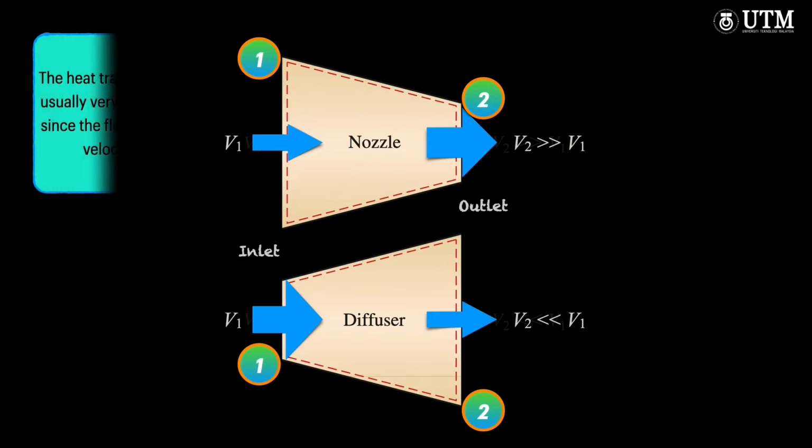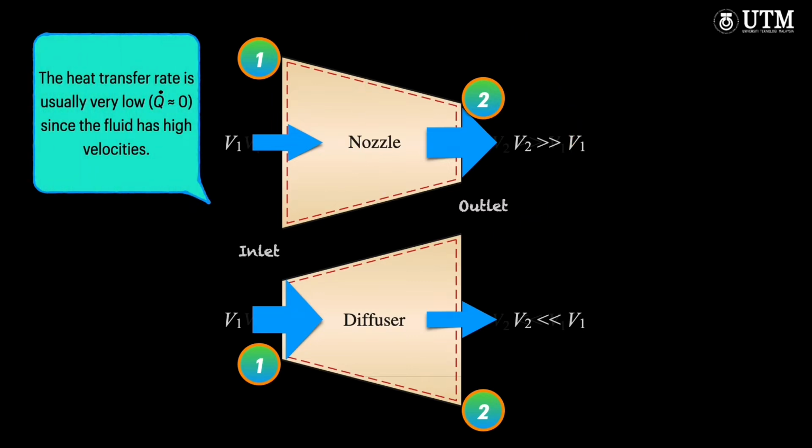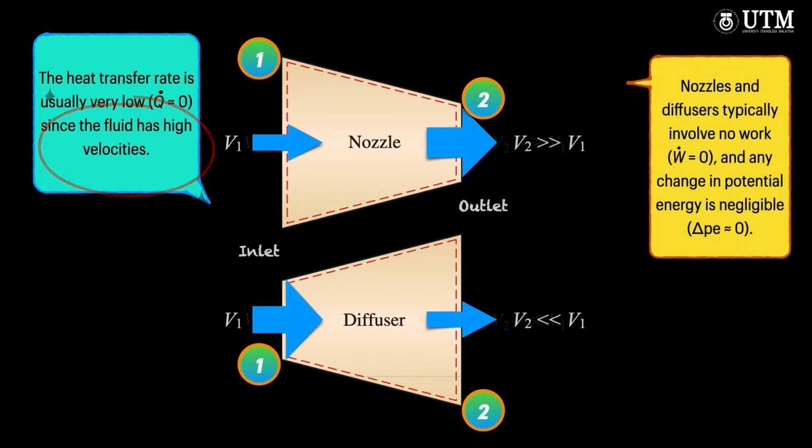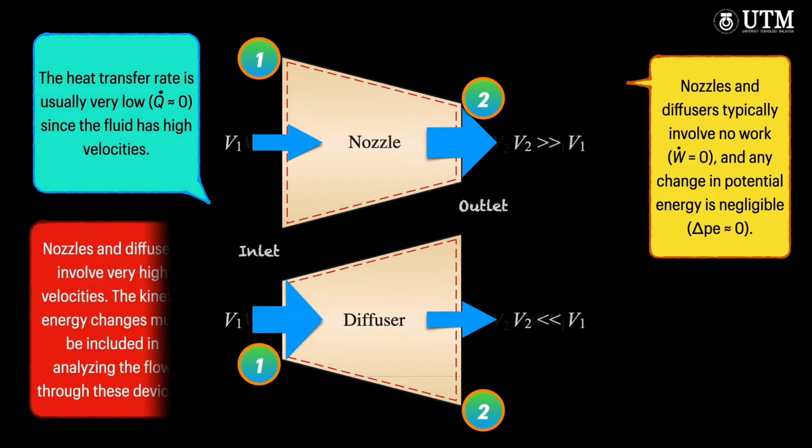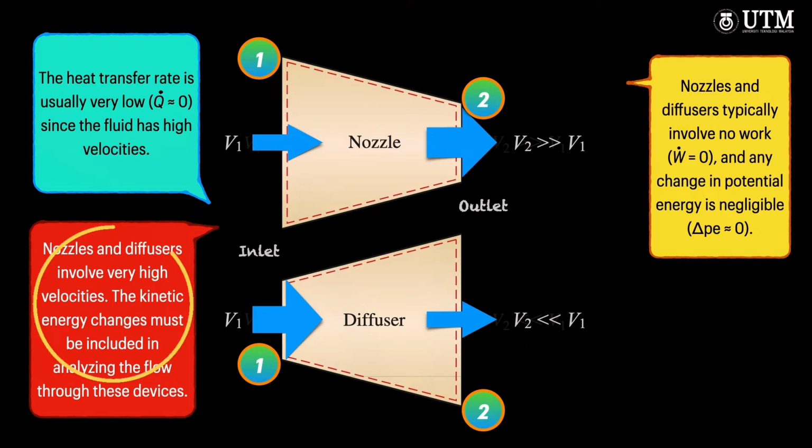The heat transfer rate between the fluid flowing through a nozzle or a diffuser and the surroundings is usually very low. Therefore, Q dot equals 0. Nozzles and diffusers typically involve no work, and any change in potential energy is negligible. But nozzles and diffusers usually involve very high velocities. Therefore, the kinetic energy changes must be included in analyzing the flow through these devices.